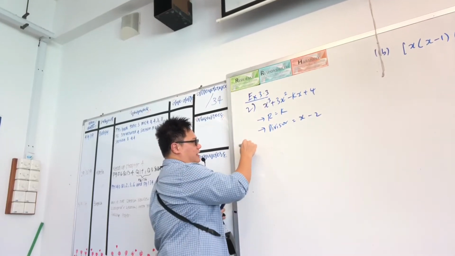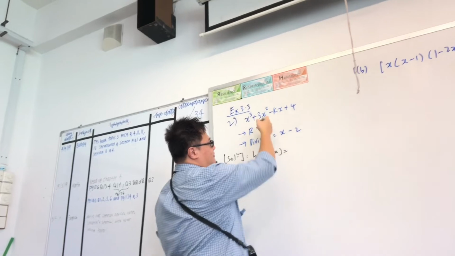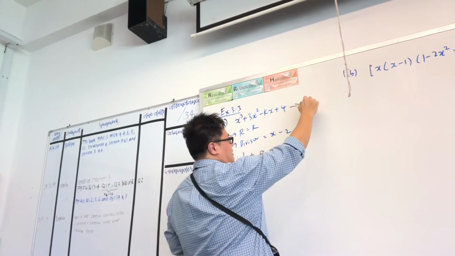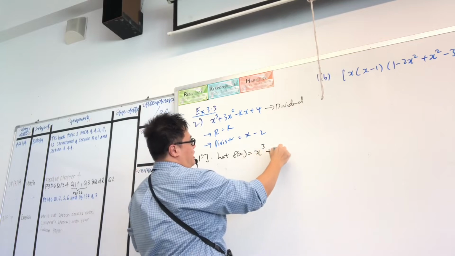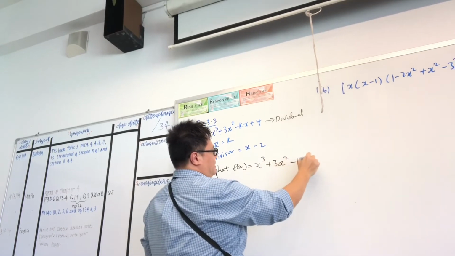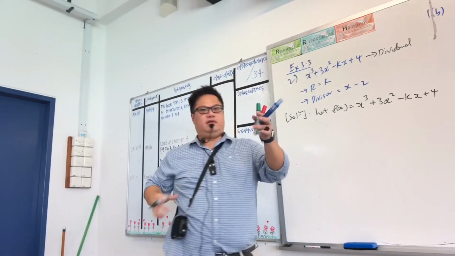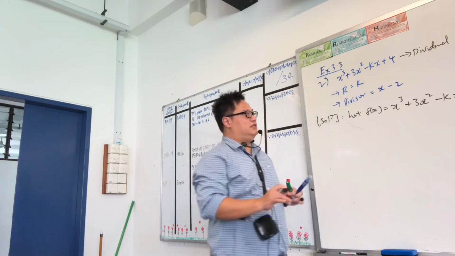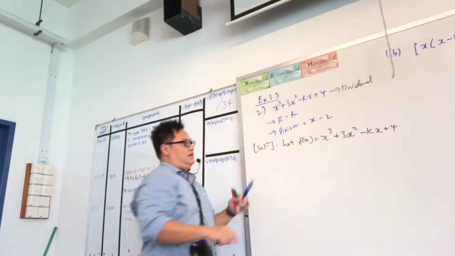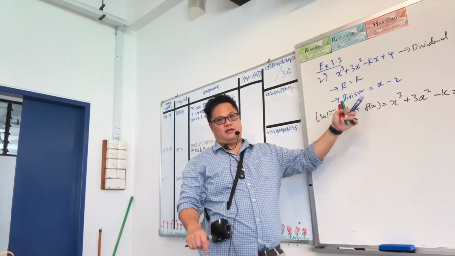So our solution will look like this. We let f(x) be equal to your dividend, in this case x cubed plus 3x squared minus kx plus 4. Is that doable? Then, because Kareem and Elisha are not here, let's try to catch up. Over here, let f(x) be the dividend. The question says it's divided by x minus 2.